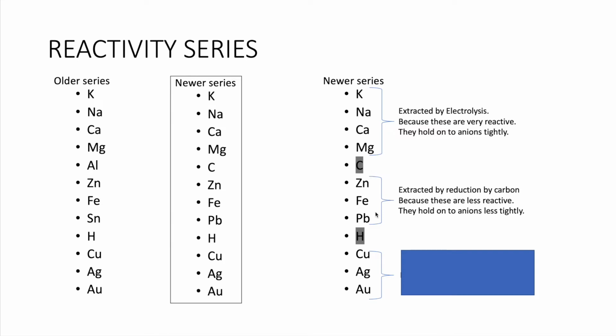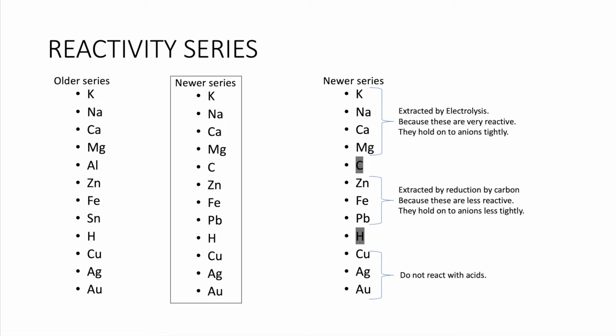And those that are below hydrogen do not react with acids because acids are chemicals that produce hydrogen ions, and because they are below hydrogen, they are not reactive enough to displace hydrogen away from its anion. Therefore, these three do not react with acids.